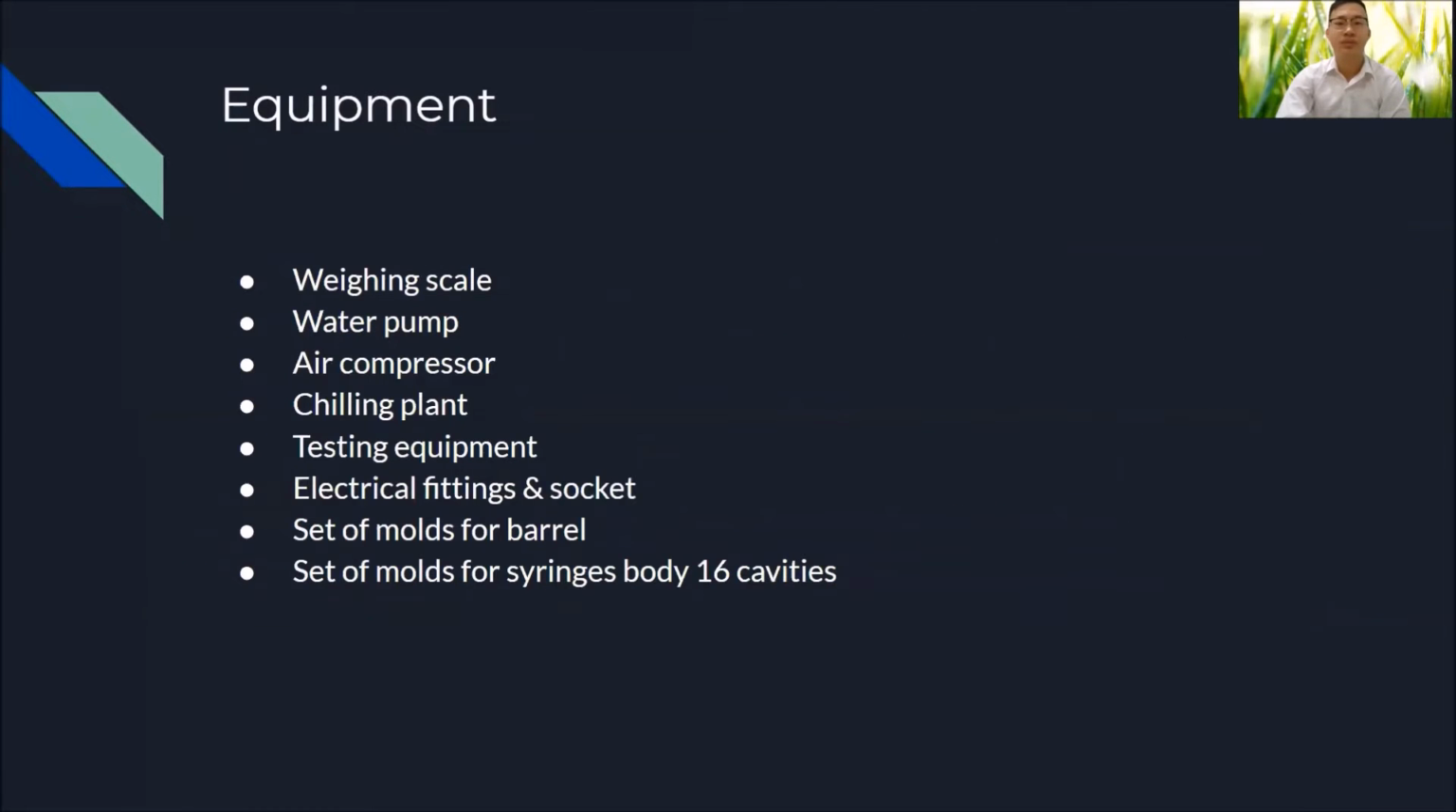Next, equipment. There are some equipment that we use in our product, for example, weighing scale, water pump, air compressor, chilling plant, testing equipment, electrical fittings and socket, set of molds for barrel, set of molds for syringes, body sustain cavities.